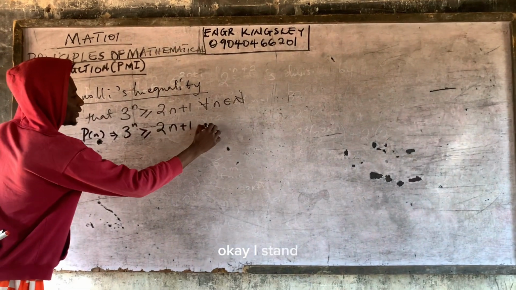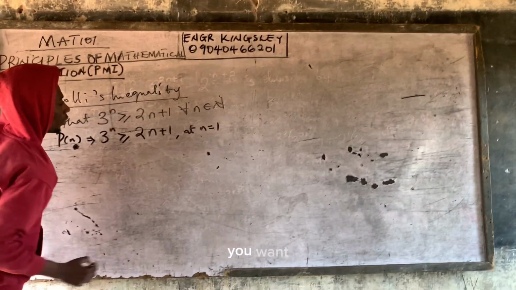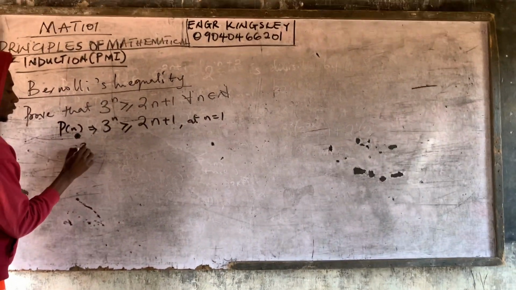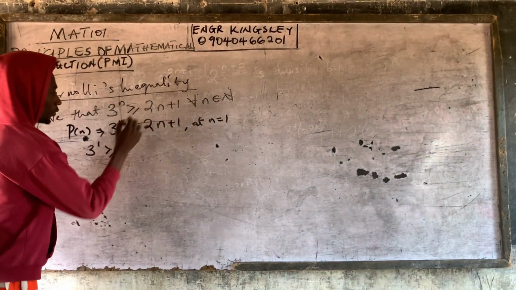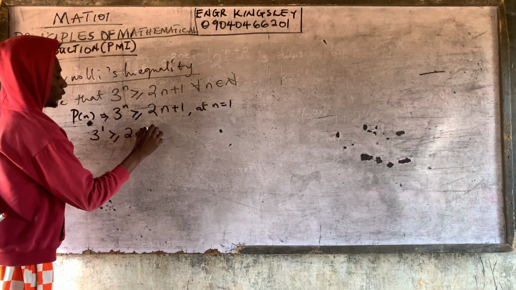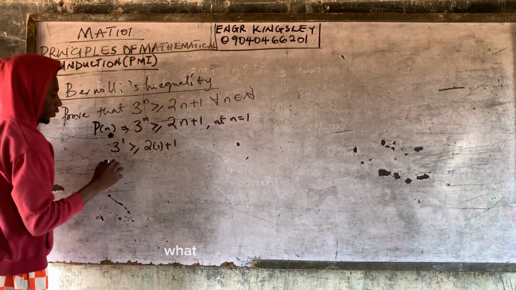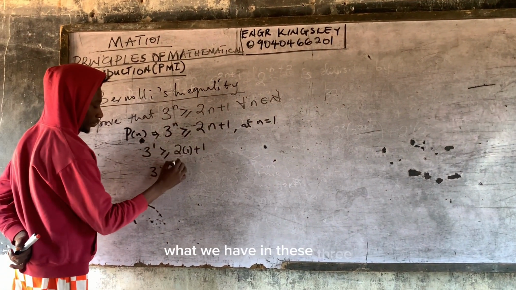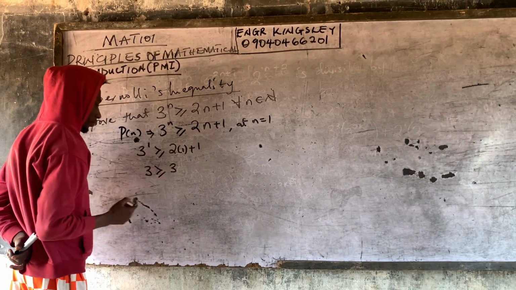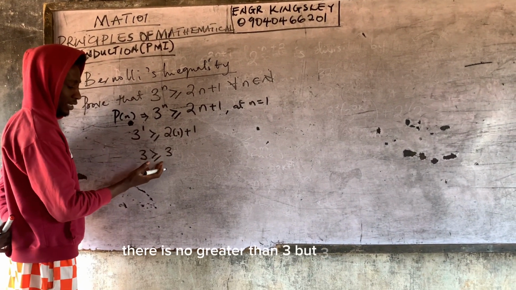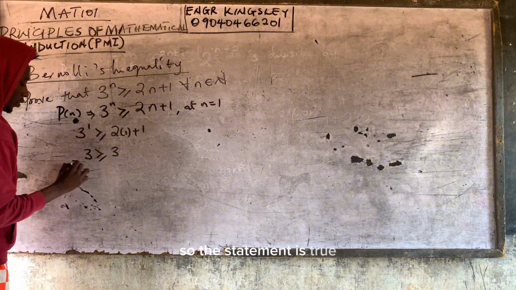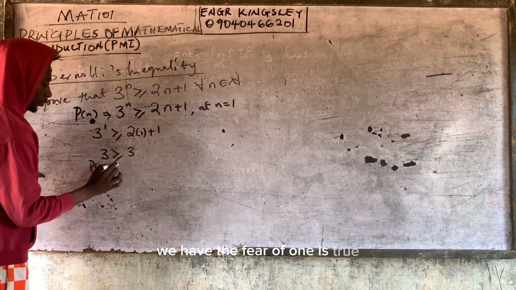Okay, at n equal to 1, what we'll be having is 3 raised to the power 1 greater than or equal to 2n plus 1, by replacing n with 1 in this statement. So what we'll be having is 3 is greater than or equal to 2 plus 1, which is 3. 3 is not greater than 3, but 3 is equal to 3, so the statement is true. We have that P of 1 is true.